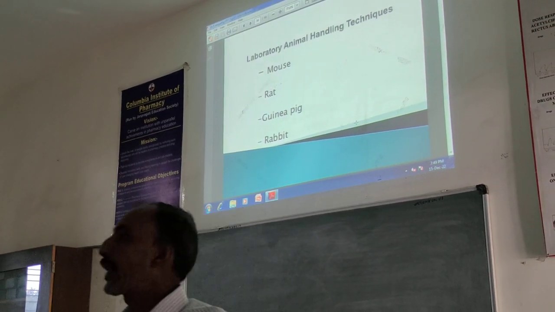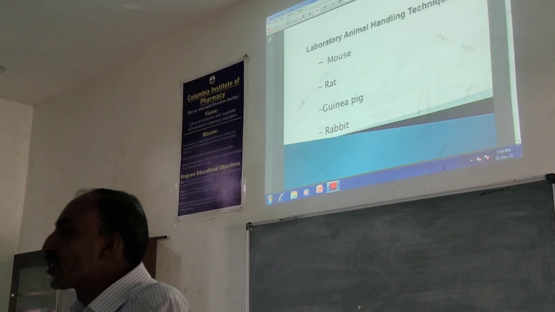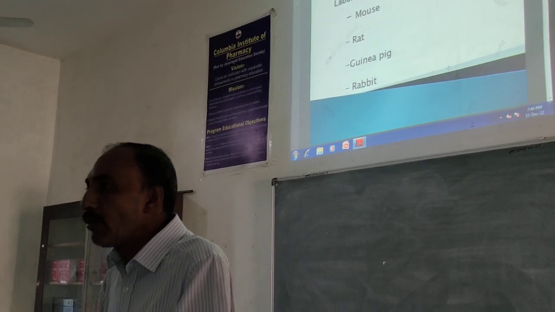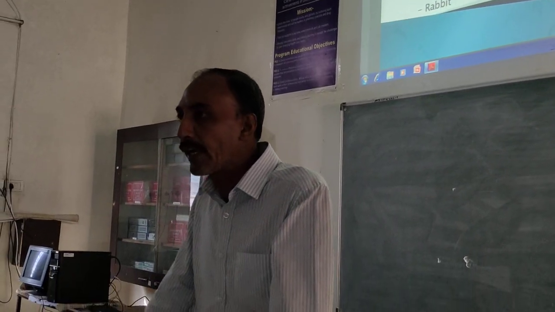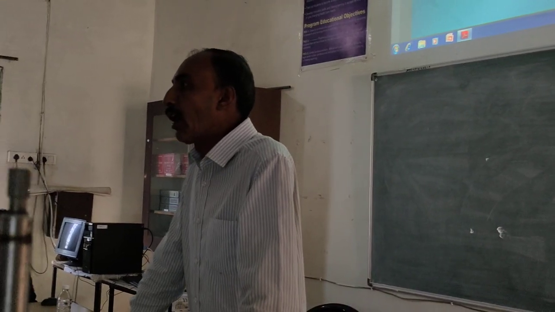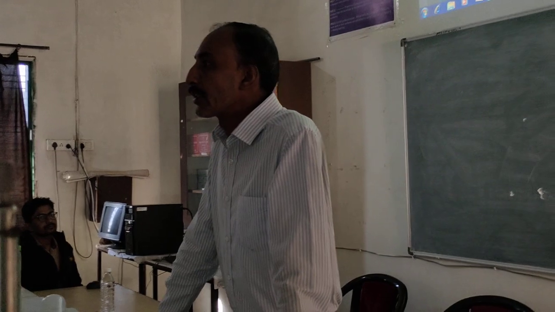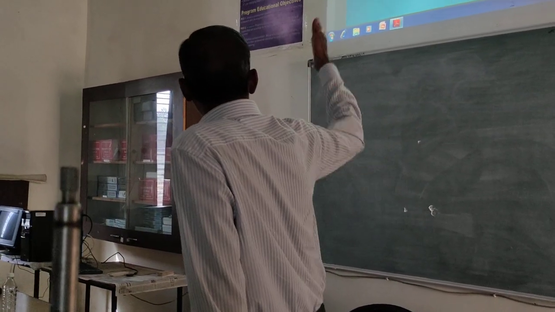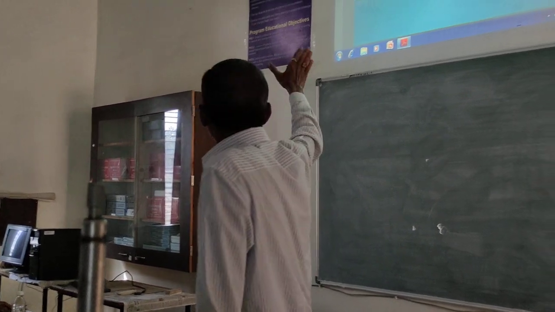Laboratory animals are divided into two types. One is large animal and another is small animal. Large animals include monkey, horse and rabbits and other animals. Rabbit also comes under small animals.